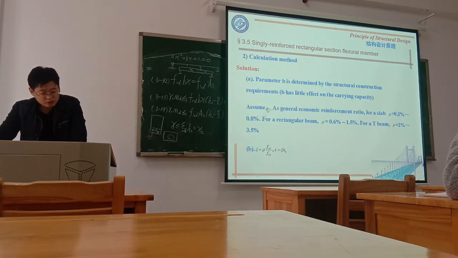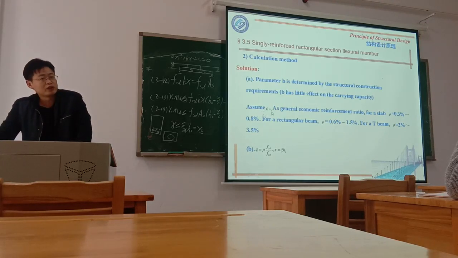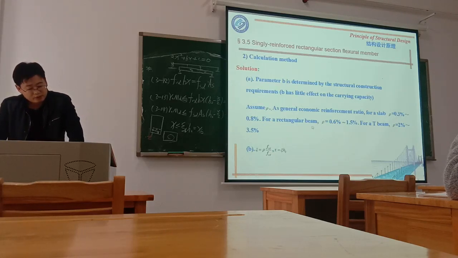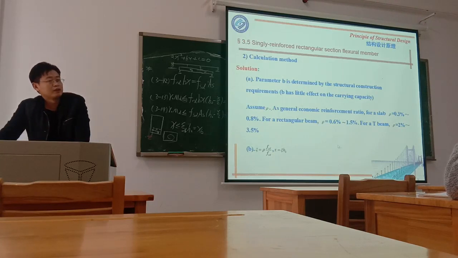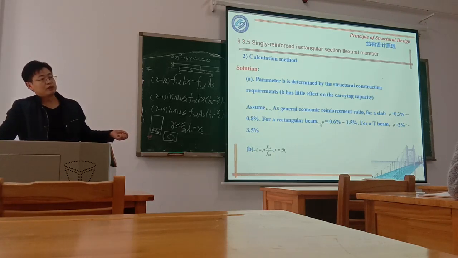Here we assume the reinforcement ratio, not AS. As a general economic reinforcement ratio, for a slab, normally rho is 0.3 to 0.8%. For a rectangular beam, normally it is 0.6 to 1.5%. For a T-beam, 2 to 3.5%. These values are according to experience.